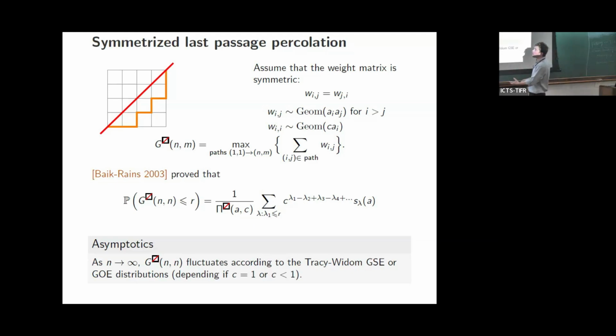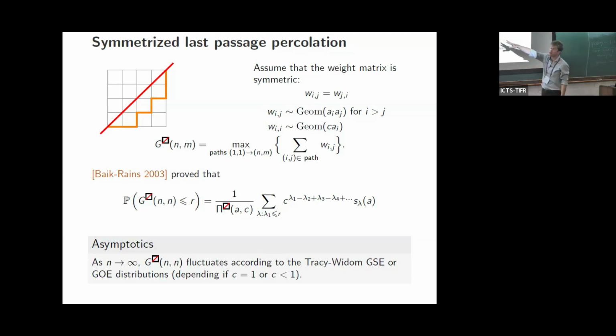There are other summation identities satisfied by Schur functions, which allow us to do exactly the same thing. Instead of the Cauchy summation identity, one uses something called the Littlewood summation identity, but then everything works the same. One has to choose a slightly different distribution. W_ij becomes a geometric variable of parameter a_i a_j, and on the diagonal, W_ii is a geometric variable of parameter c a_i, where c is an extra parameter that controls the weight on the diagonal.